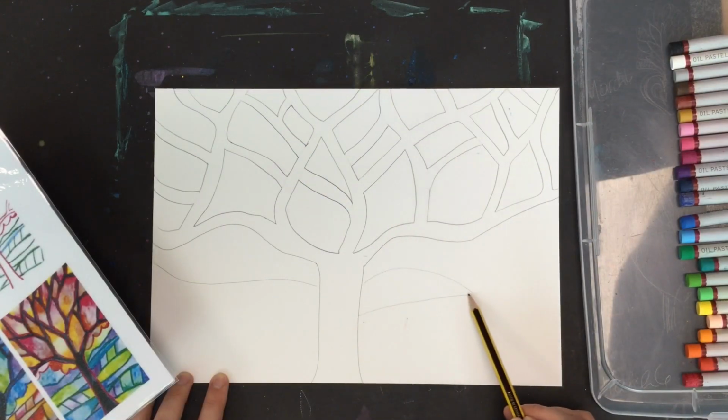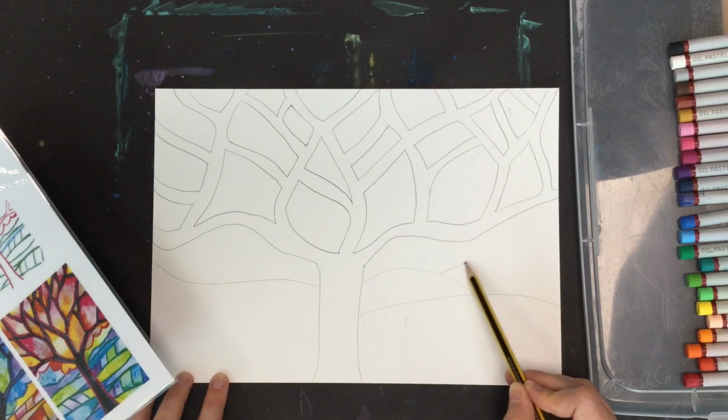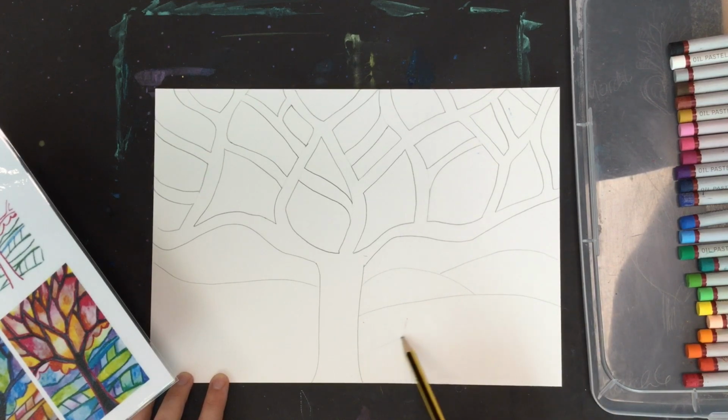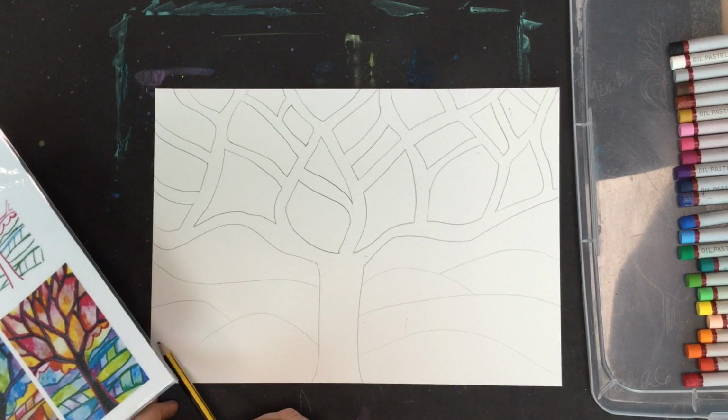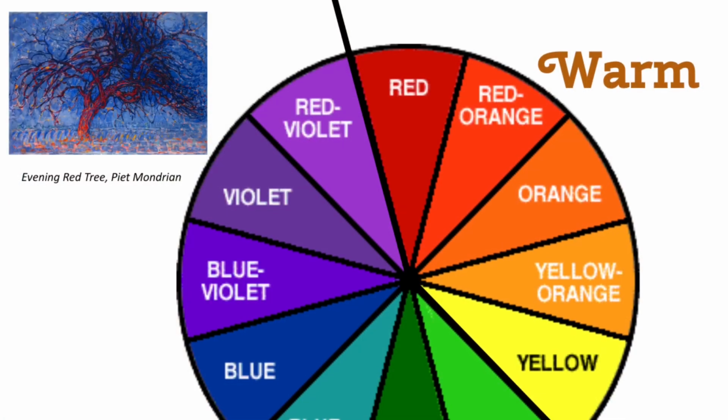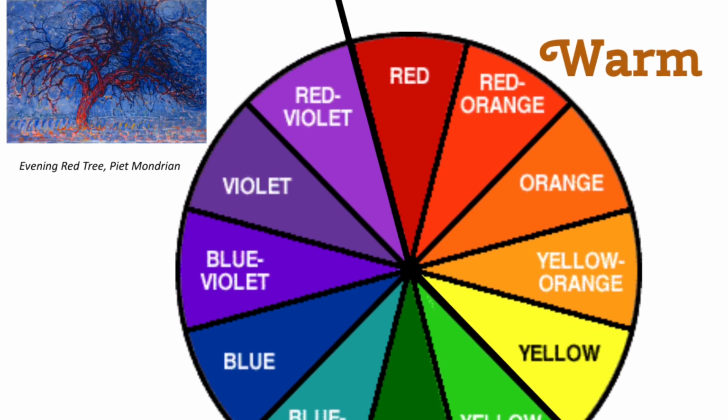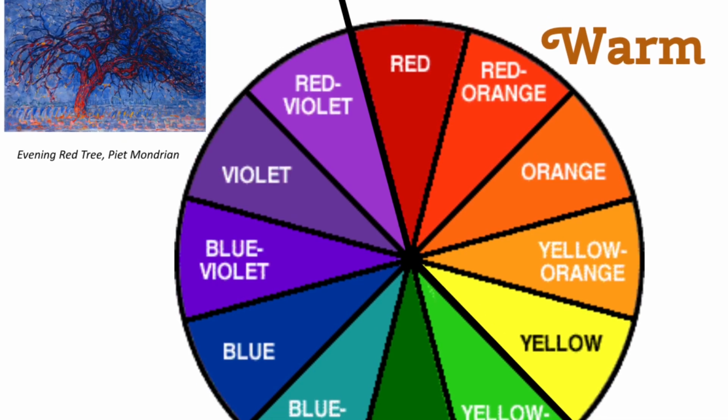All right, the next thing you can think about is the background. This is kind of like abstract fields and hills and little mountains. How you do that is up to you, okay? Just simple wavy lines.